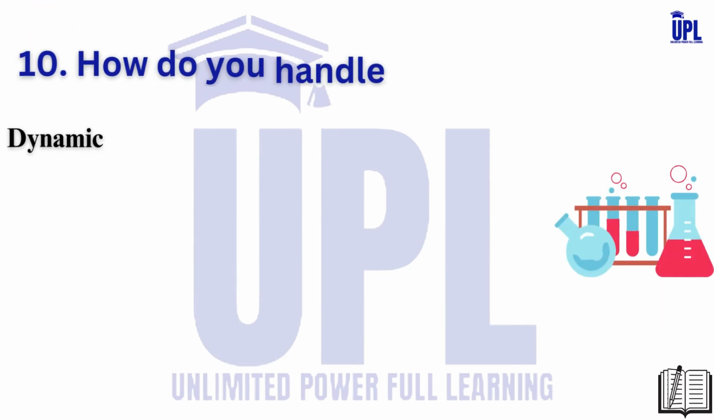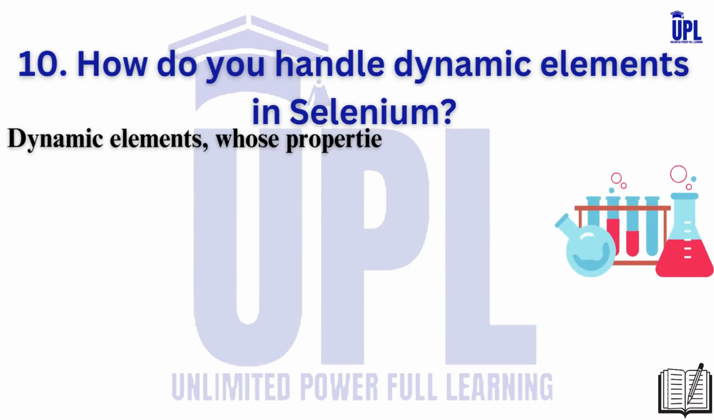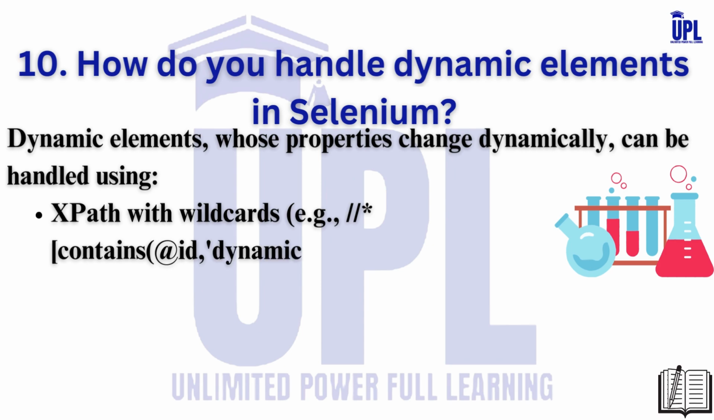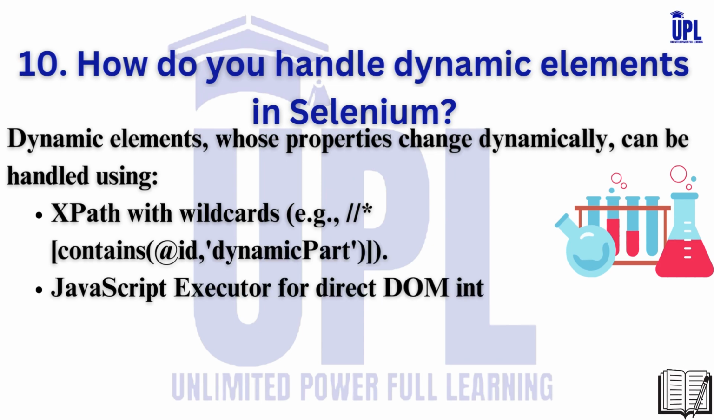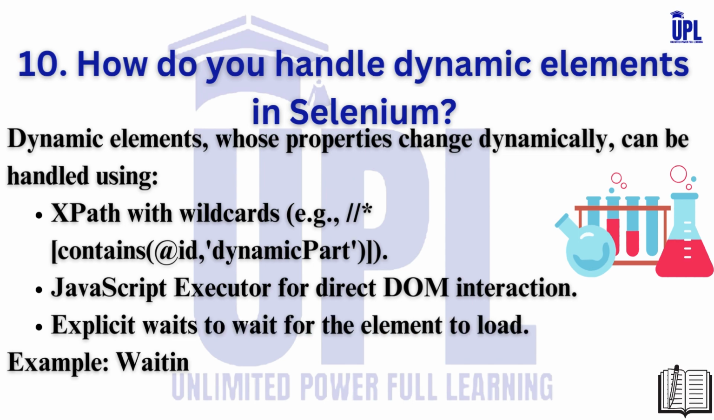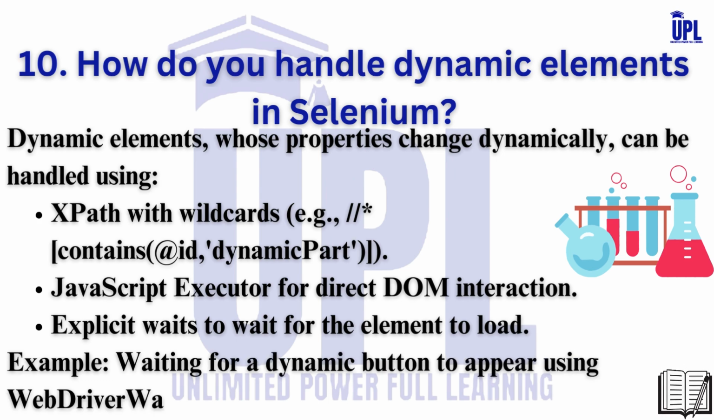The 10th question was, how do you handle dynamic elements in Selenium? Dynamic elements, whose properties change dynamically, can be handled using XPath with wildcards, for example, *[contains(@id, 'dynamic part')]. JavaScript executor for direct DOM interaction. Explicit waits to wait for the element to load. Example, waiting for a dynamic button to appear using WebDriver wait.